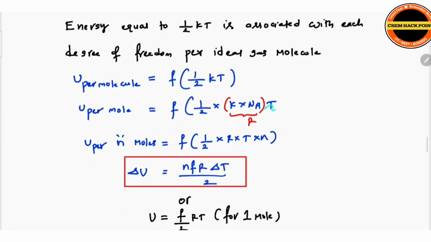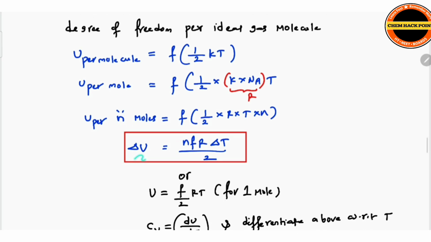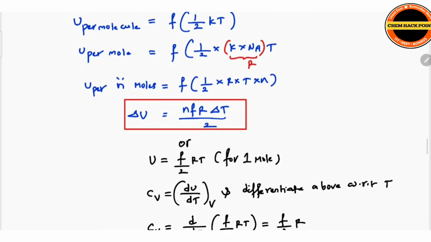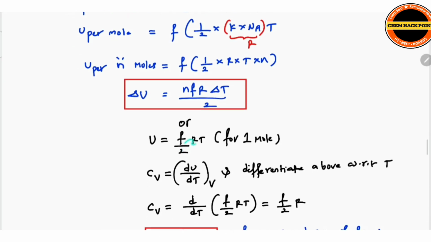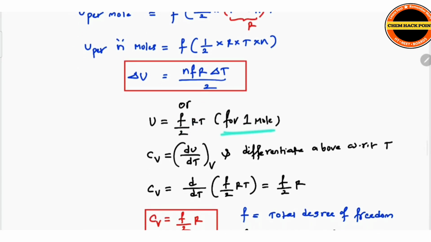Here k into Na we know is R, the gas constant. So internal energy for n moles is F into 1/2 into R into T into n, where n is the number of moles. Delta U is equal to nF R delta T by 2. Keep in mind, the product of these two is the gas constant R. Overall delta U for n moles is nFR delta T by 2, or F by 2 RT for 1 mole.